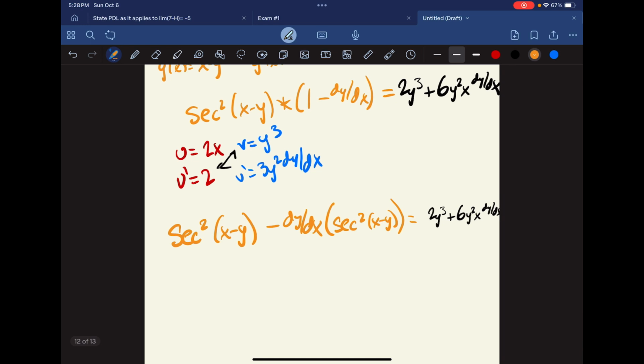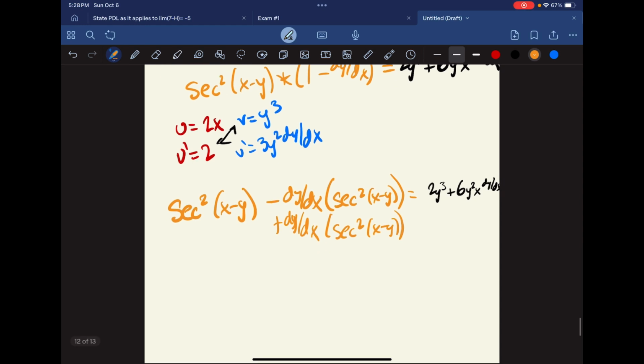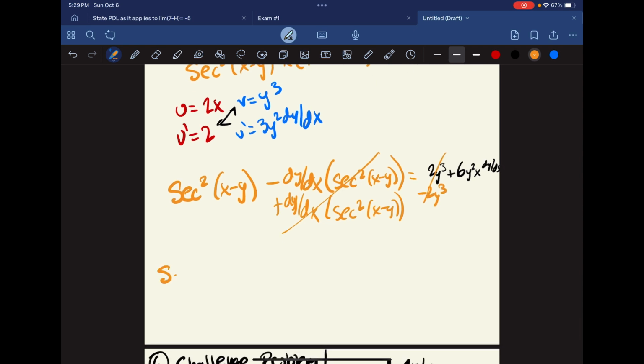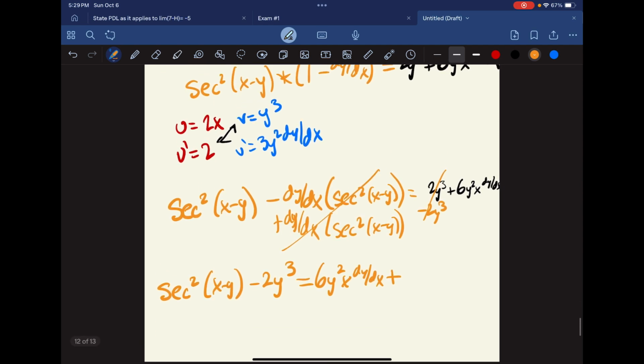Now we want to get all the dy/dx terms over to one side and all of the other ones to the other side. So I'll choose to add dy/dx times secant squared to both sides here. So this cancels out. And then I will also choose to move this 2y cubed over to the other side. So this becomes secant squared of x minus y minus 2y cubed equals 6y squared x dy/dx plus dy/dx times secant squared of x minus y.